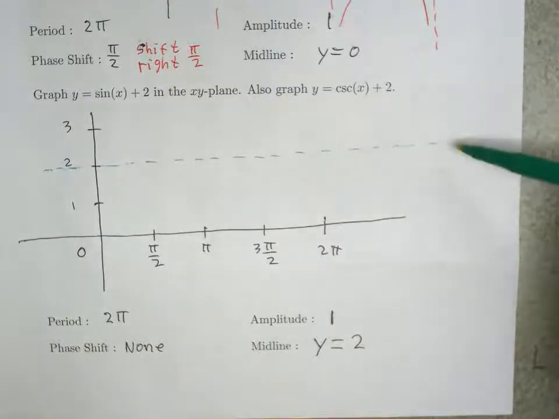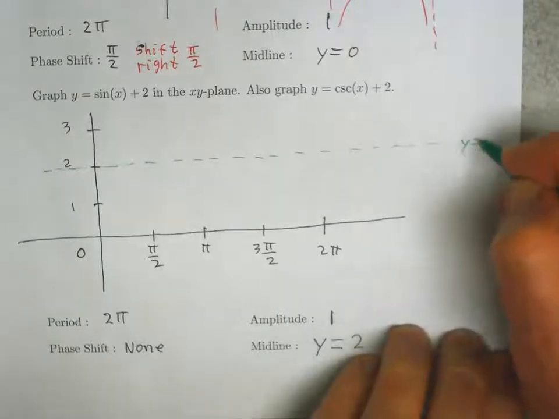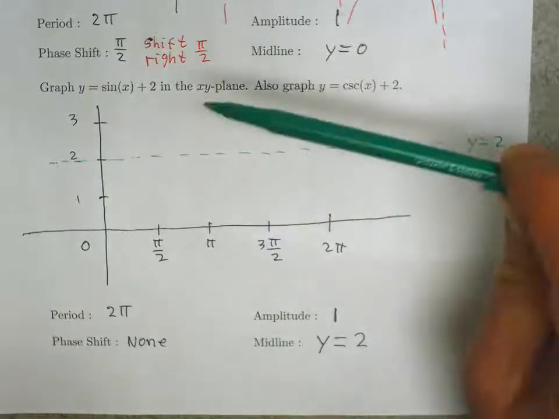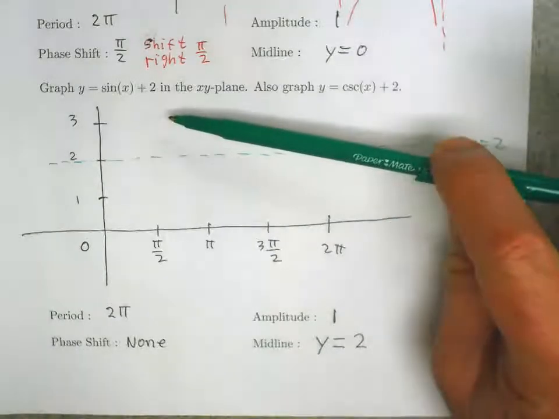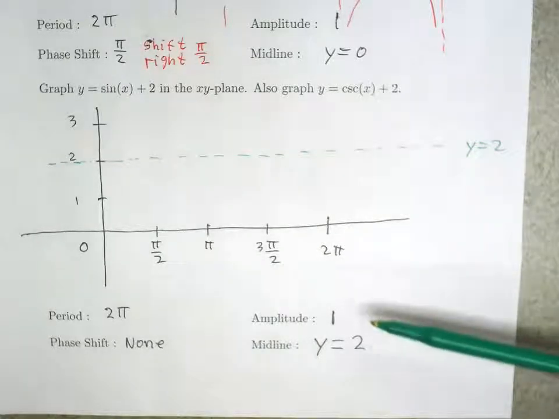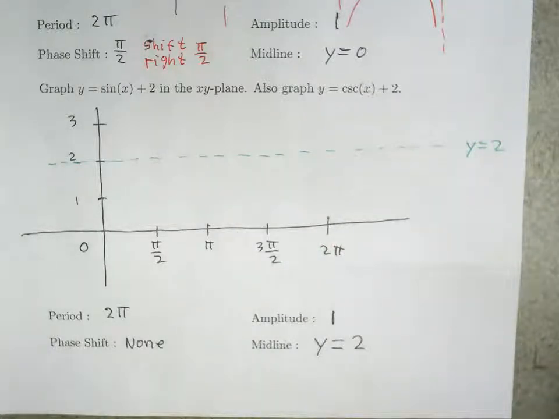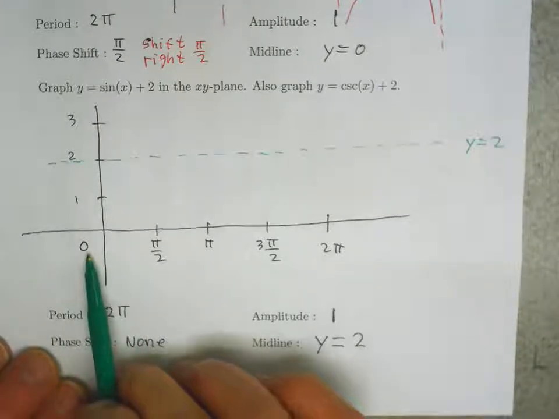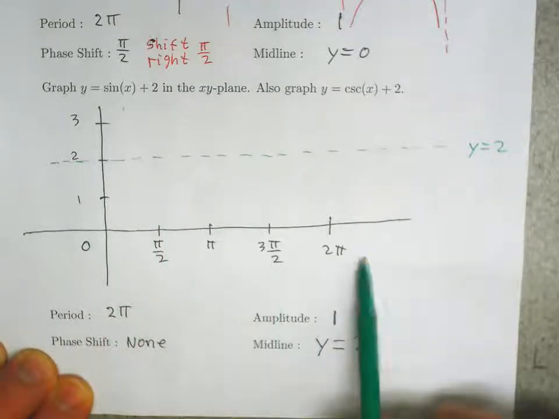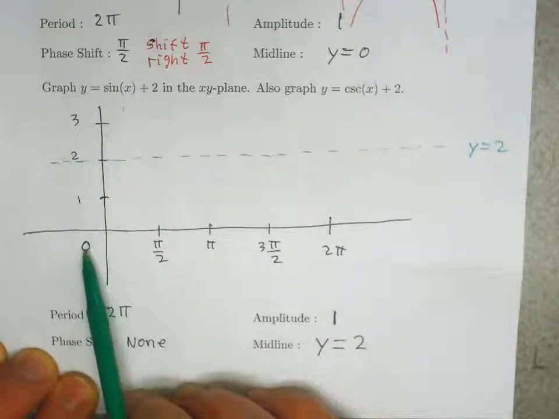So since the midline is y equals 2, and the amplitude is 1, the highest point on the curve will be at 2 plus 1 or 3. The lowest point will be 2 minus 1 or 1. Okay, so just evaluate y equals sine of x plus 2 at those input values.